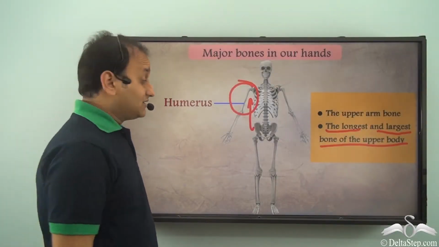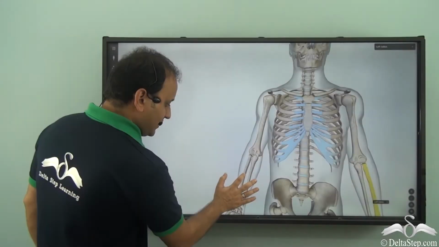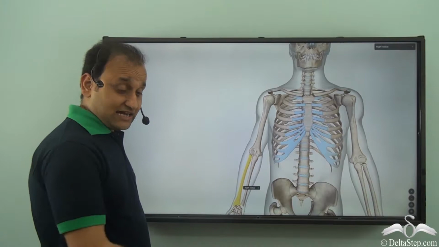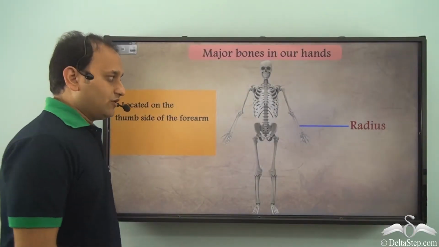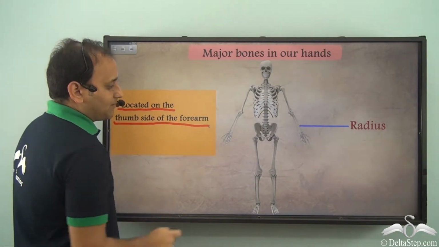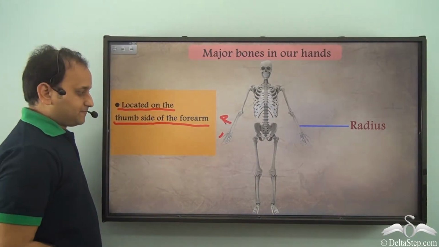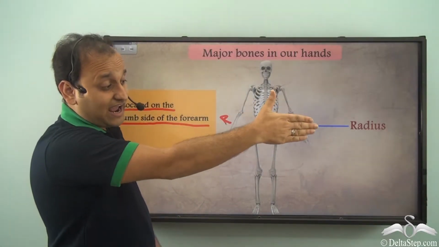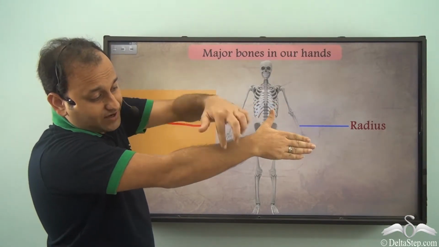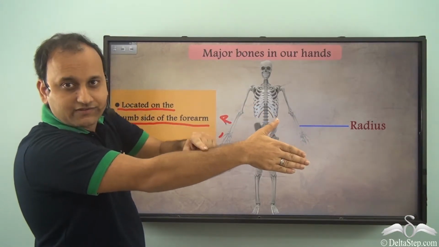Now, let's look at the other bone of the arm, that is radius. So radius is the outer side bone of the arm, and if you see, it is basically on the thumb side. So when we talk about radius, well, it is located on the thumb side of the forearm. So as you can notice, on the thumb side you have the radius. So if we look at our hand, we have 2 bones in our hand. So one is here and one is here. And on the thumb side, this is the radius.